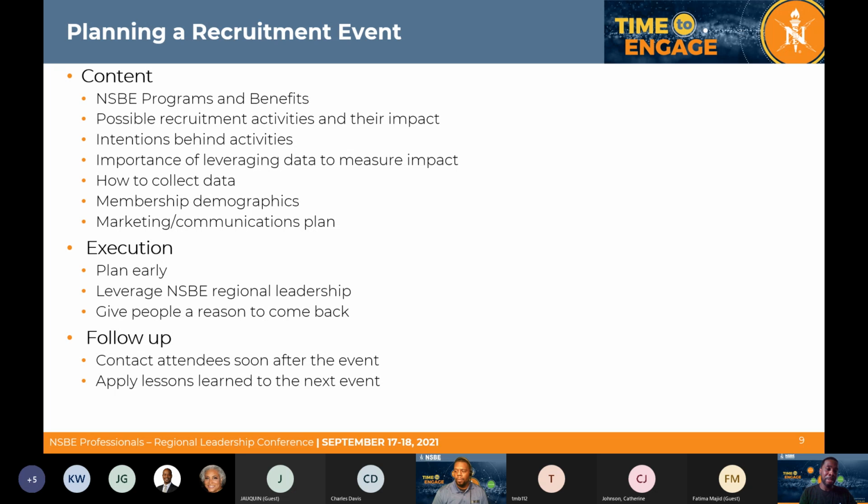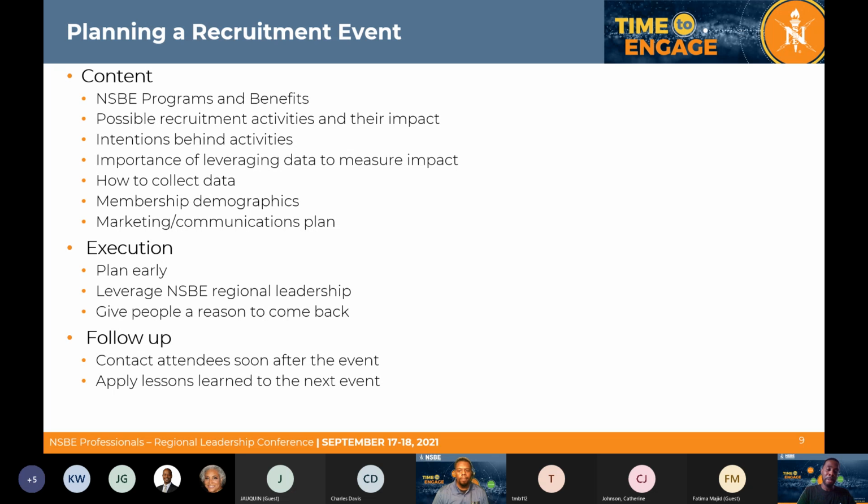Make sure you leverage data, which we talked about as well. Figure out the best way to collect that data, and make sure you analyze and understand your demographics, because that'll help you better target your efforts to the people you want to recruit. And you have to consider how you're going to market and communicate your event to the people that you want to come. And when it comes to execution, plan early. The earlier you start, the better your plan will be.